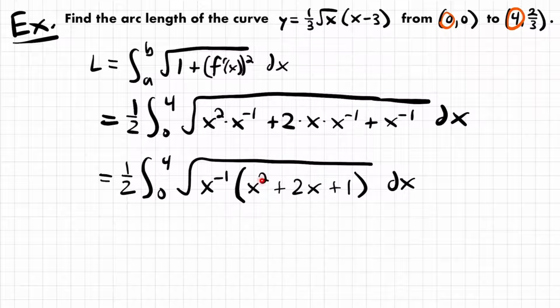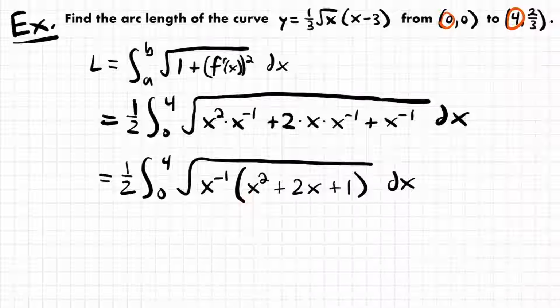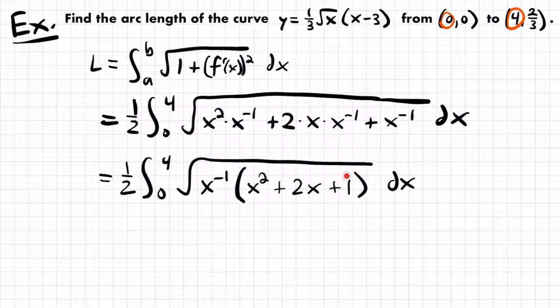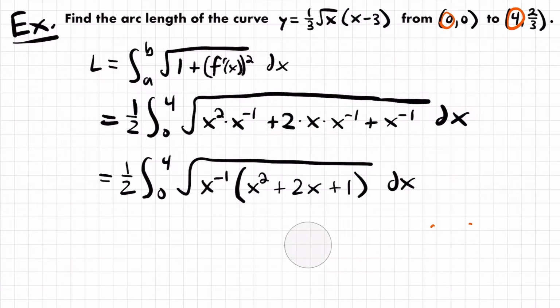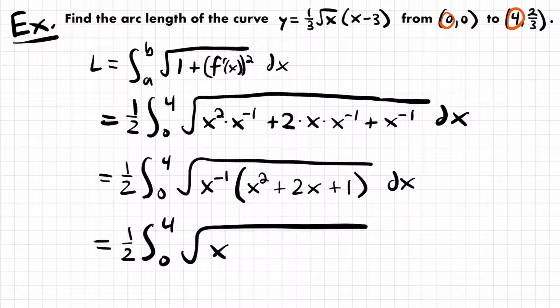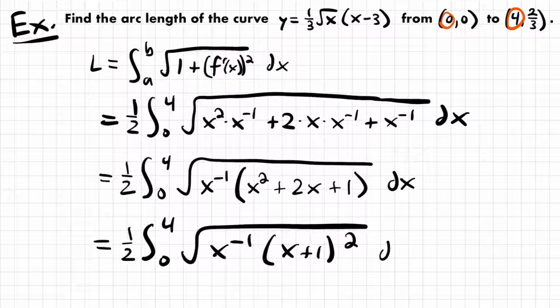Since the coefficient of the x squared term is 1, we just have to ask ourselves what factors of the last term, 1, added together will equal the coefficient of the middle term. That's just 1 and 1. So this factors to become x plus 1 times x plus 1, which is equal to x plus 1 squared. If we rewrite our integral by using that factorization, this is equal to 1/2 times the integral from 0 to 4 times the square root of x to the negative first power times x plus 1 squared, and that's still multiplied by dx.